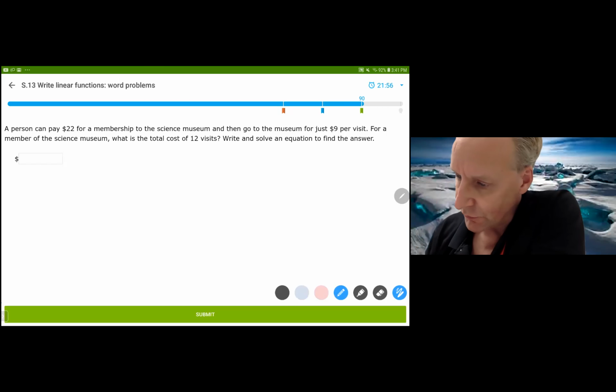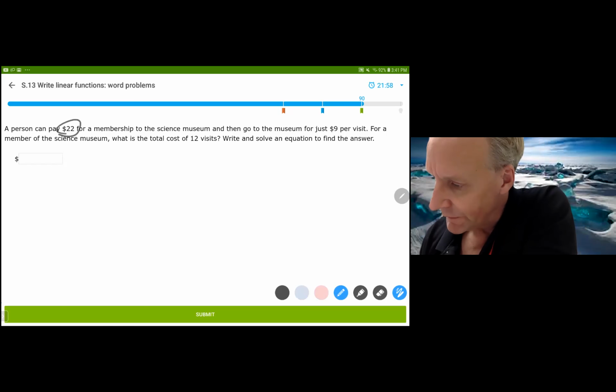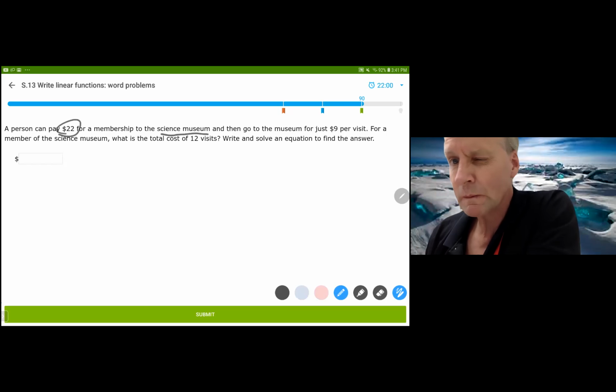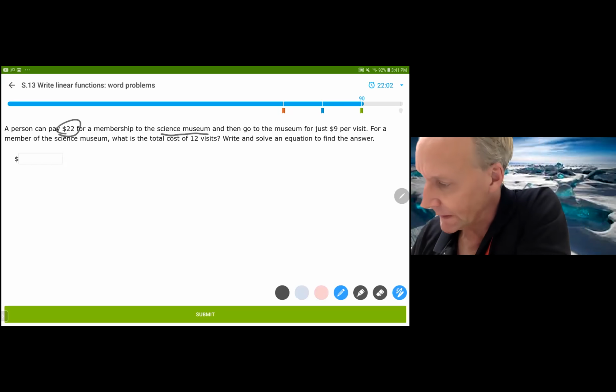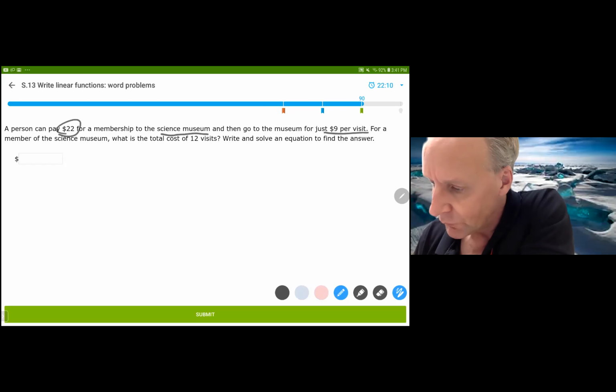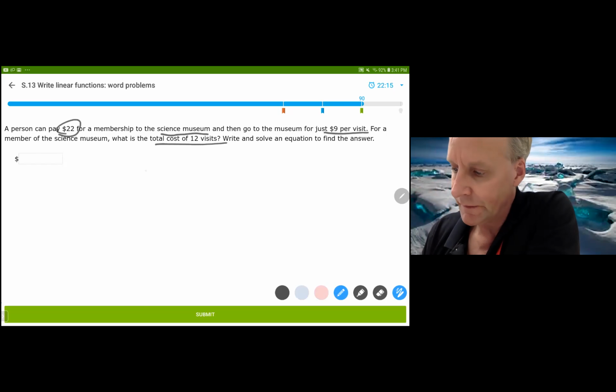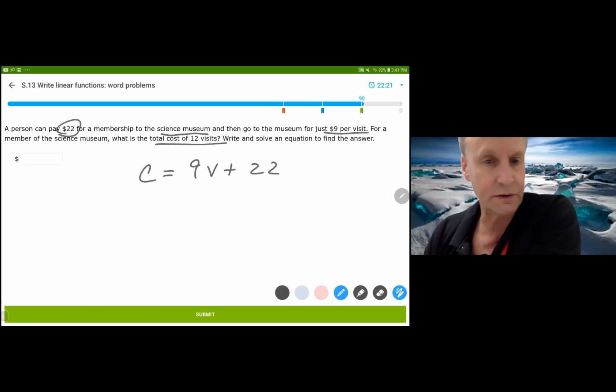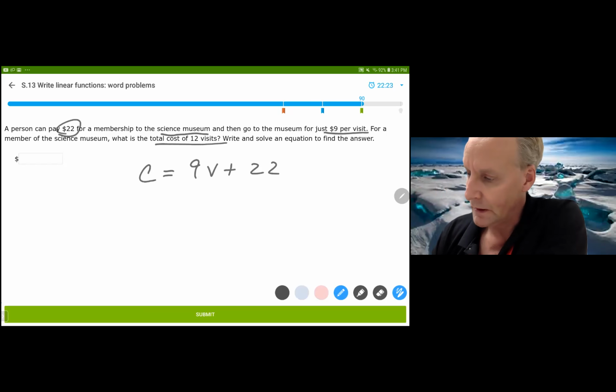A person can pay a $22 membership for the Science Museum. Probably going to cost a bit more than that. And it only costs $9 per visit. Again, I would say that seems reasonable, but the membership seems a little bit low for a member in the Science Museum. How much is the total cost of 12 visits? So the cost is going to be the $9 for each visit plus the 22 original dollars for the membership. And we want to know how much is the cost if they go 12 times.